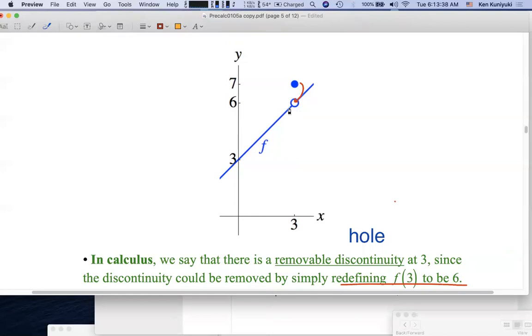There are points to the left on the graph, points to the right on the graph, but it itself is not on the graph. In fact, we would have a hole there whether the point (3, 7) were there or not.